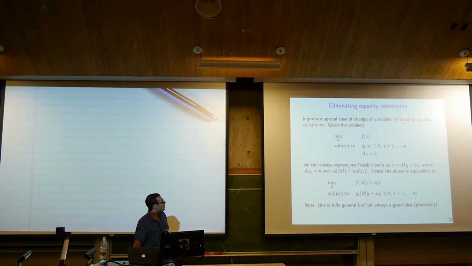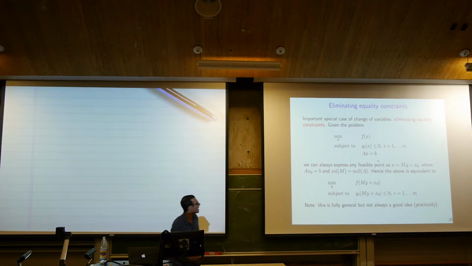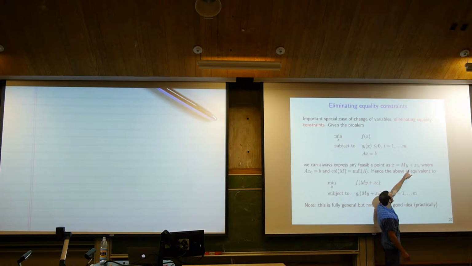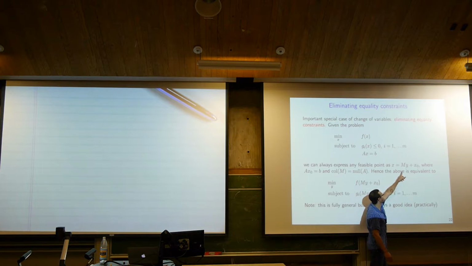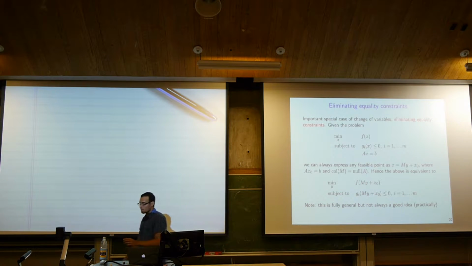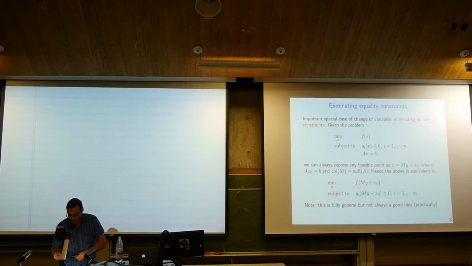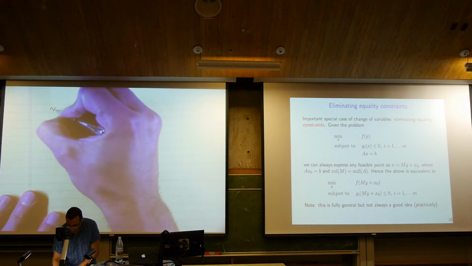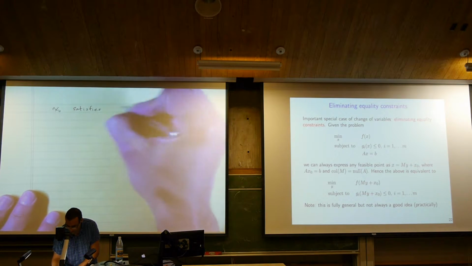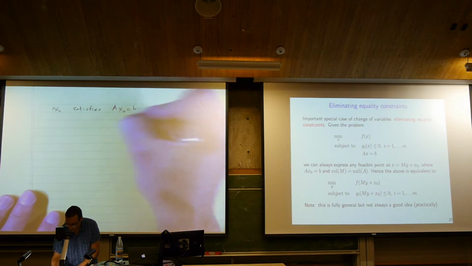And the way we do so is as follows. We can always think about the set of x's that satisfy the linear system of equations Ax equals b as My plus x naught, where y becomes a new variable, and x naught is a single solution to the equation Ax equals b. Okay, so x naught satisfies the linear system Ax naught equals b.